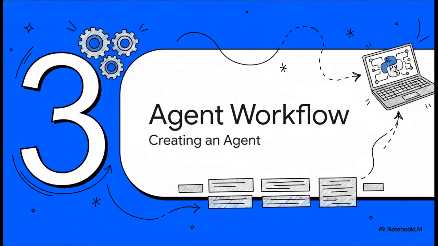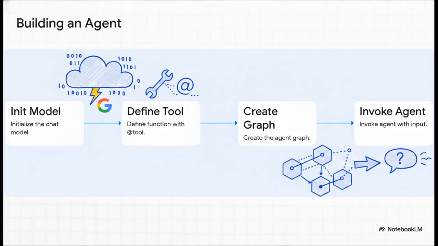Section 3. Building an agent workflow. Let's see how these components seamlessly interact in a standard Python workflow. By combining our 3 primitives, assembling a working agent takes just 4 logical steps. Step 1. Initialize the chat model. Let's say we're using Google's Gemini Flashlight since it has a great free tier. Step 2. Define a tool function, like a simple fake weather tool, using our @tool decorator. Step 3.